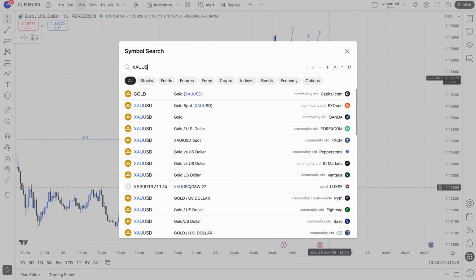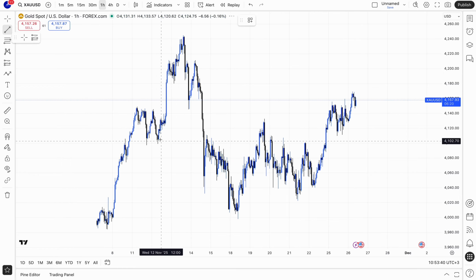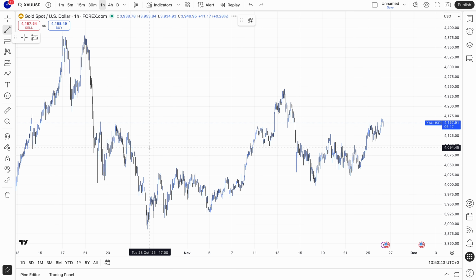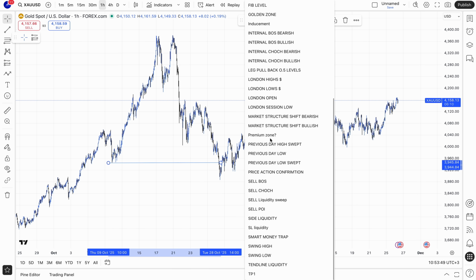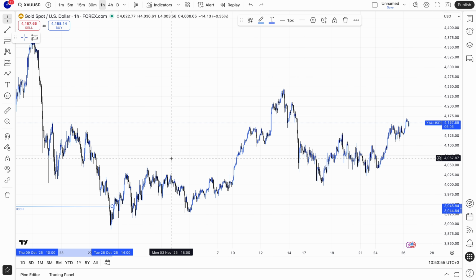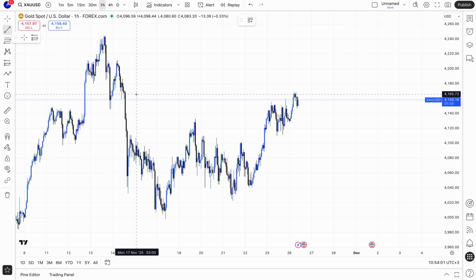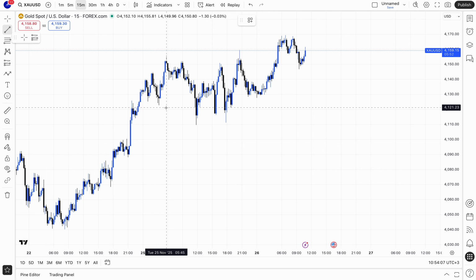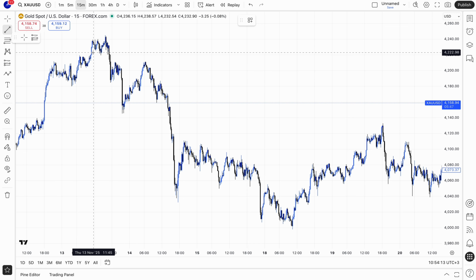And for gold, still the same thing. You can see it. There's a break of structure to the downside. Sorry, change of character to the downside. That means we're planning to, let's go to 15 minutes. For 15 minutes, everything is extremely clean.